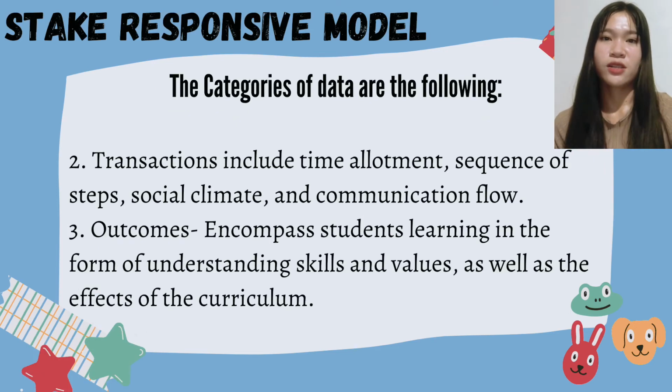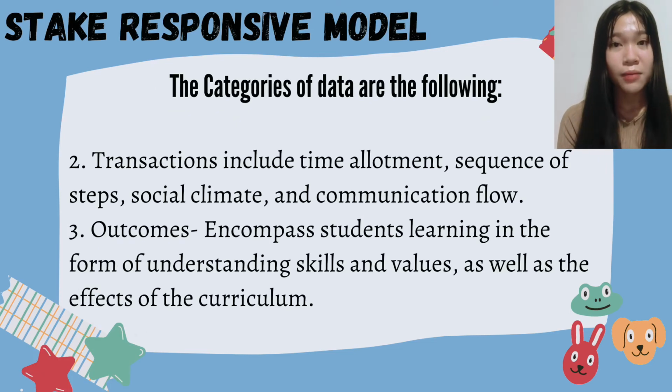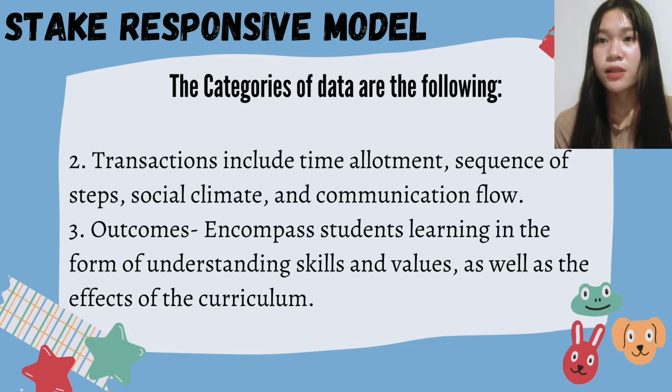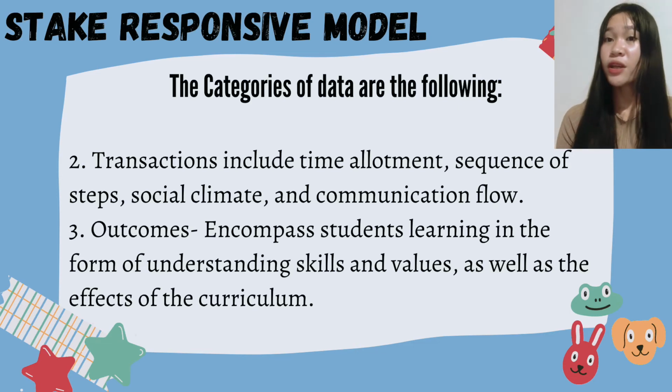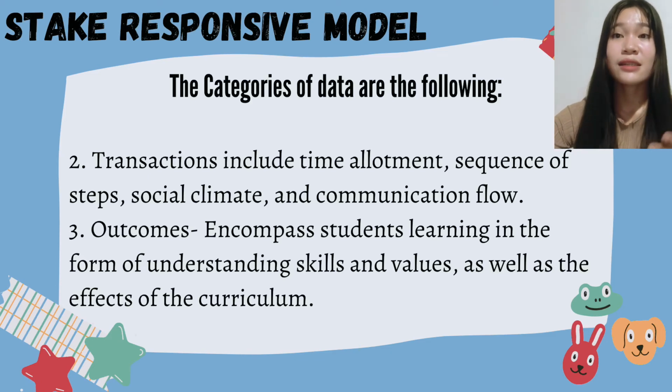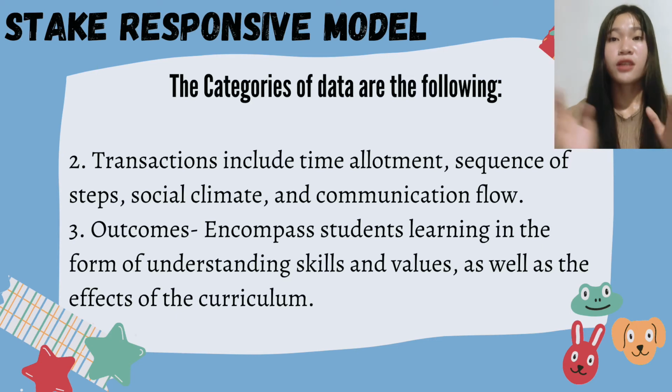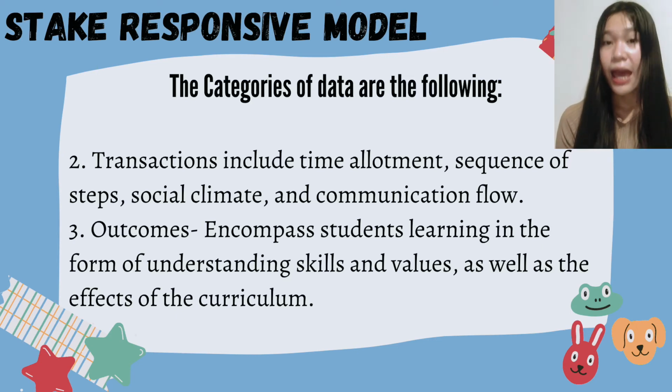Now, the transactions. Okay, it includes time allotment, sequence of steps, the social climate, and the communication flow. Now, the third one is the outcome. Okay, it encompasses students' learning in the form of understanding, skills, and values or attributes, as well as the effects of the curriculum on the teachers, the students, and the school. Okay, so that is our fourth model.